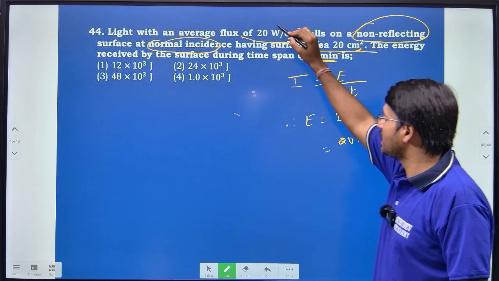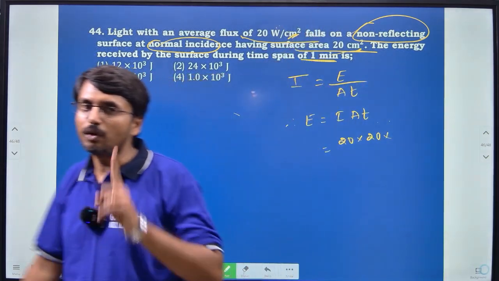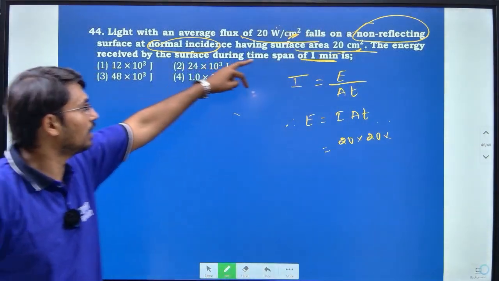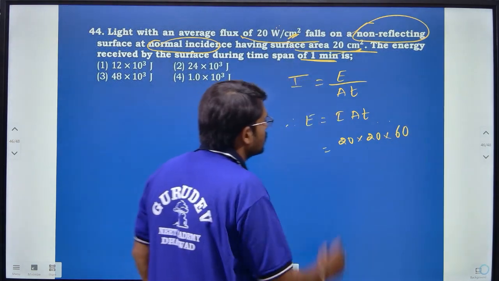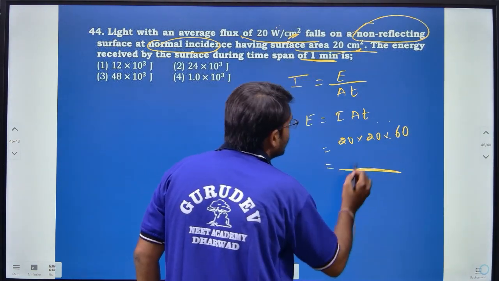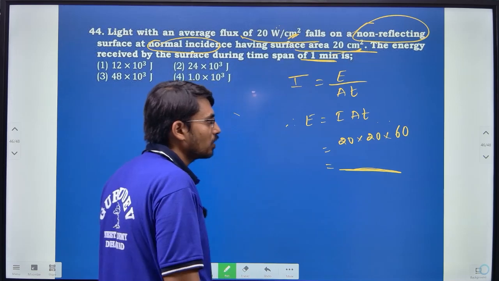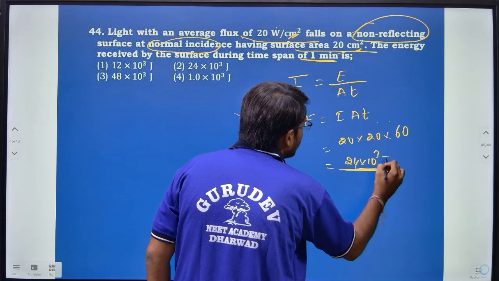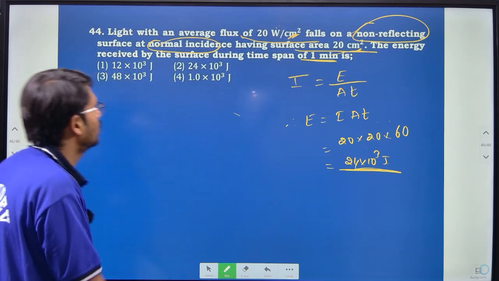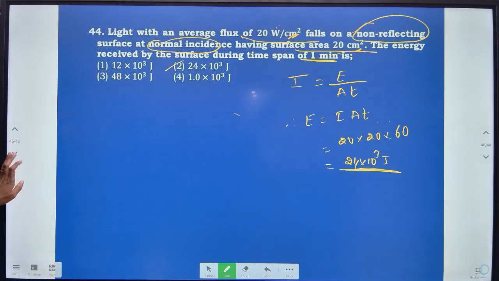So here we are saying watt, it implies for 1 second. So therefore the time given is 1 minute, and for 1 minute we have 60 seconds. If you just multiply this, you will get the answer. 2 into 2 into 6, so that is 4 into 6, that is 24. 24 into 10 power 3 joules. Option 2 will be the right answer here.